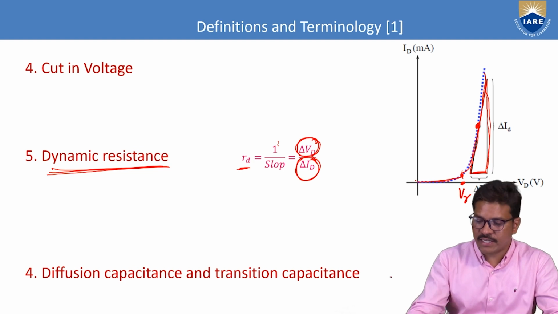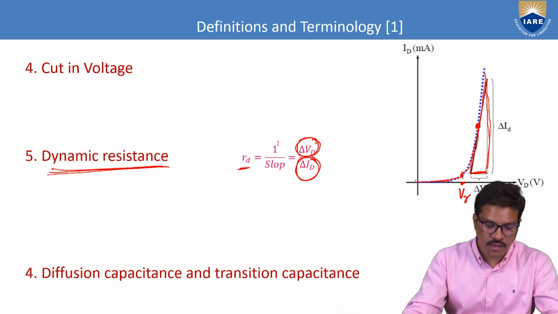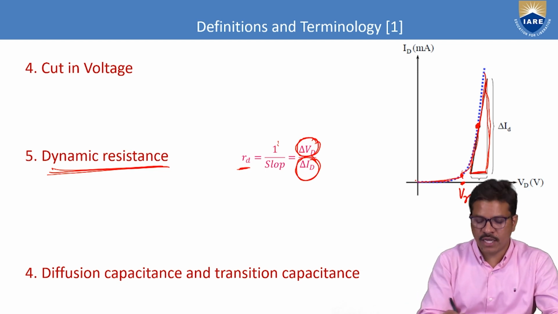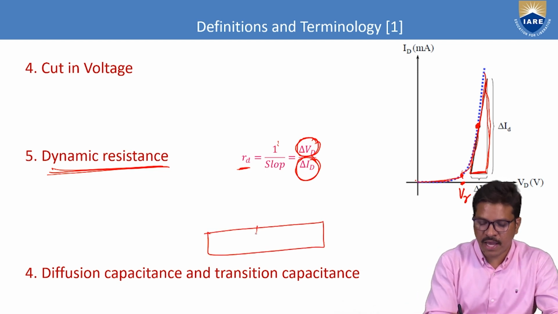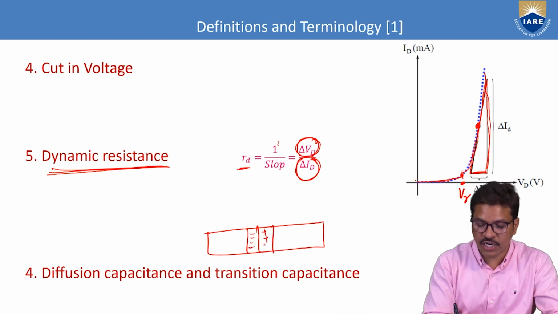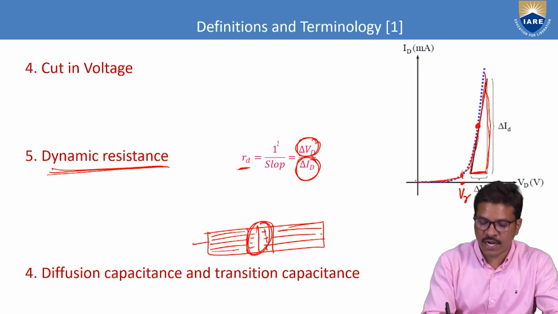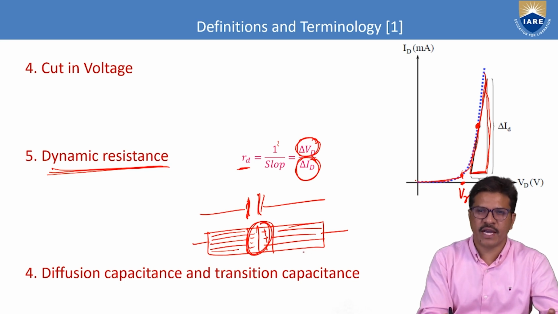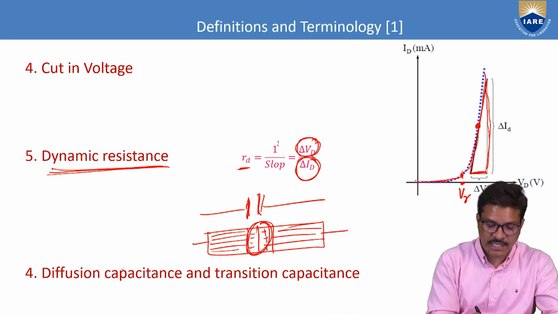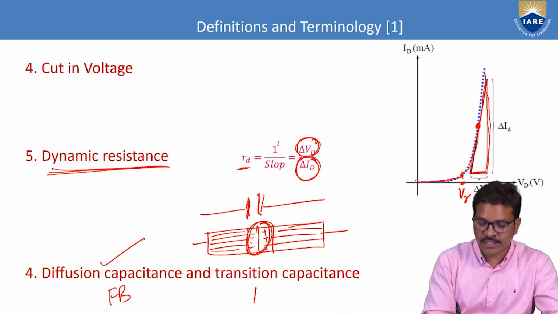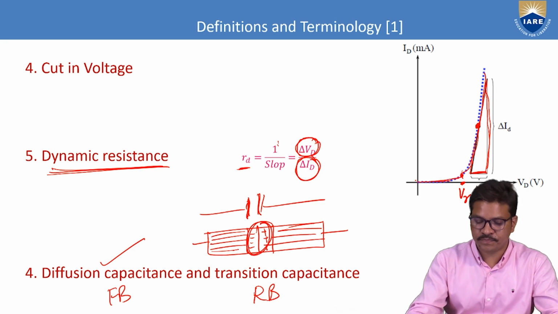And diffusion capacitance and transition capacitance: a p-n junction diode acts like a parallel plate capacitor. Negative charge accumulates on the p side and positive charge on the n side. So this is like a plate, and this is like a plate, and this is like a dielectric medium, so it acts as a parallel plate capacitor. Based on the biasing connection, the diode has diffusion capacitance in forward bias and transition capacitance in reverse bias.